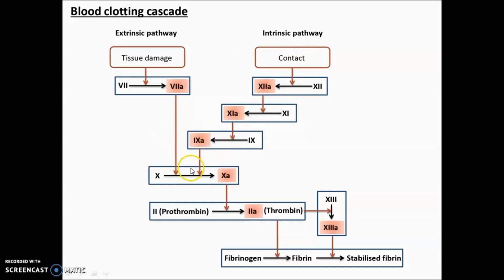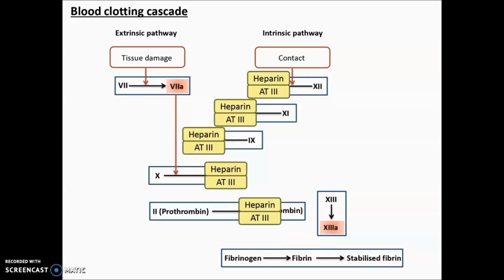When these two come into the picture, they activate the common pathway, that is activation of factor 10A, which will convert your prothrombin into thrombin, and this thrombin will help in conversion of your fibrinogen into fibrin, which stabilizes the clot. Fine. So in this manner your extrinsic, intrinsic and common pathway will help in coagulation. So now see where your heparin is acting.